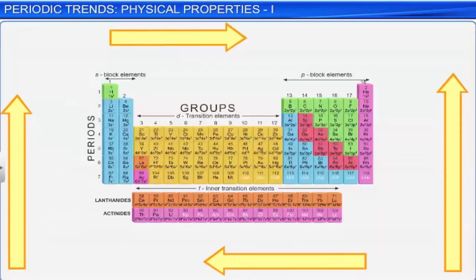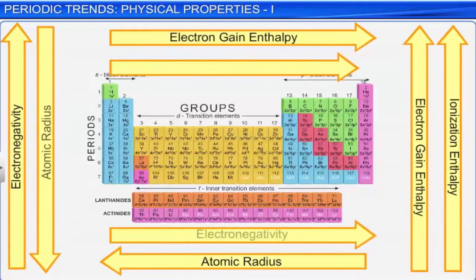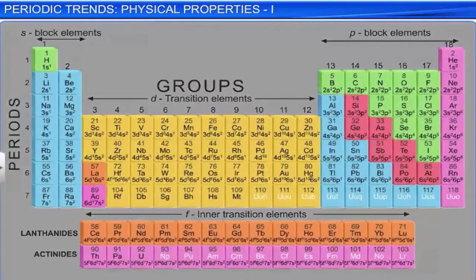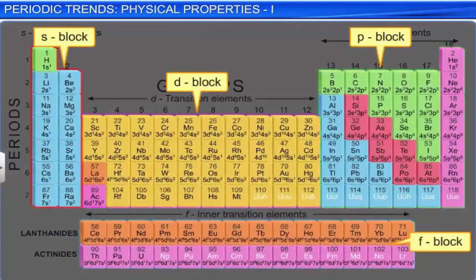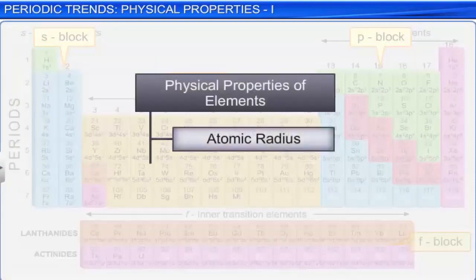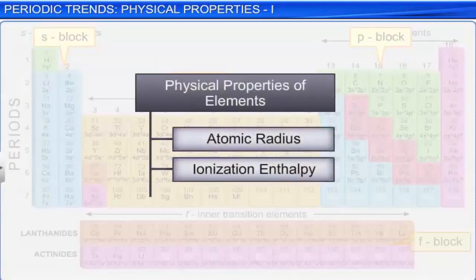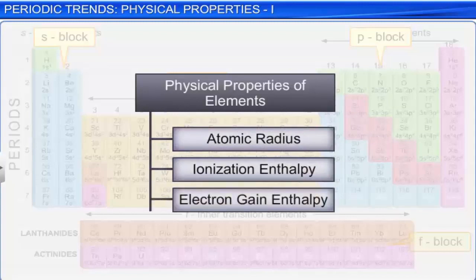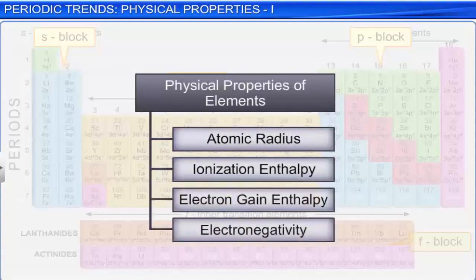A gradation in their physical and chemical properties is attributed to the arrangement of elements with respect to their electronic configurations. In this particular module, you will learn about the periodic trends in physical properties such as atomic radius, ionization enthalpy, electron gain enthalpy, and electronegativity. The first important physical property is atomic radius.